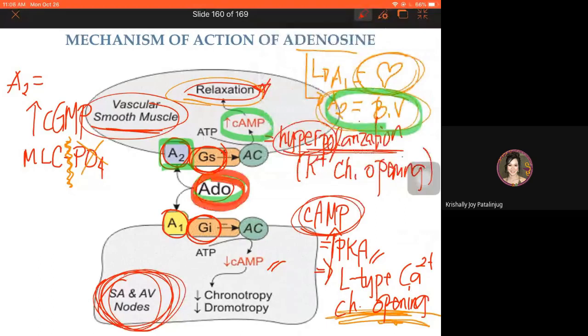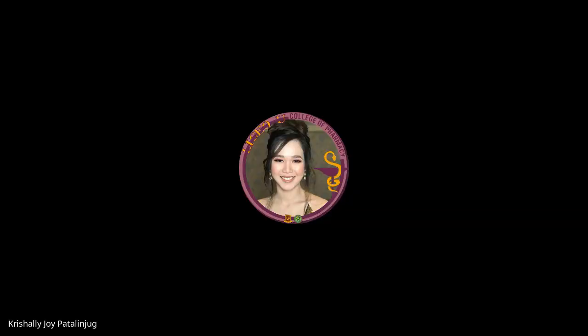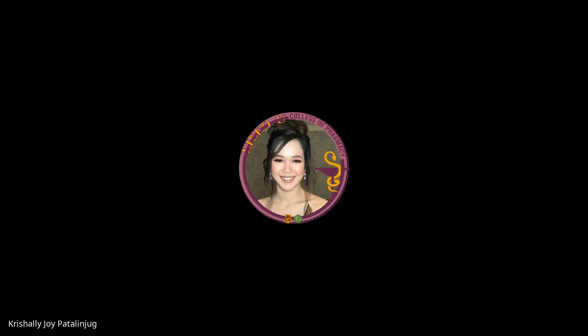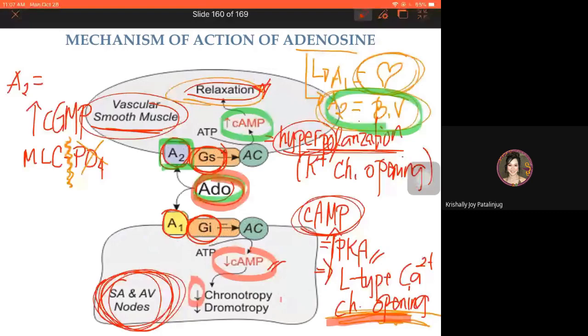Si adenosine, pinapababa niya yung cAMP levels inside the cardiac cell. Kaya we suppose na kokonti lang ang L-type calcium channel na open ngayon. Therefore, lesser lang ang papasok na trigger calcium. Thus, walang magsisilabasan na calcium from the sarcoplasmic reticulum. End result, babagal ngayon ang contraction ng puso, kaya lesser chronotropy, and ultimately that will also result to lesser dromotropy. Okay? So these are the mechanisms of action ng adenosine.